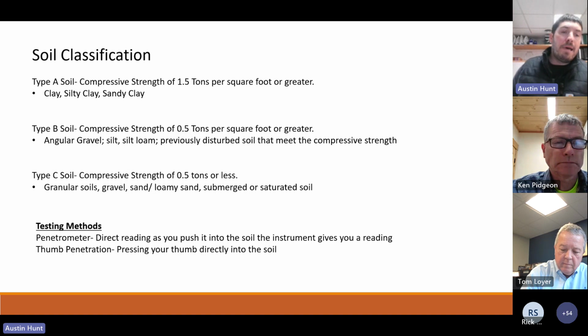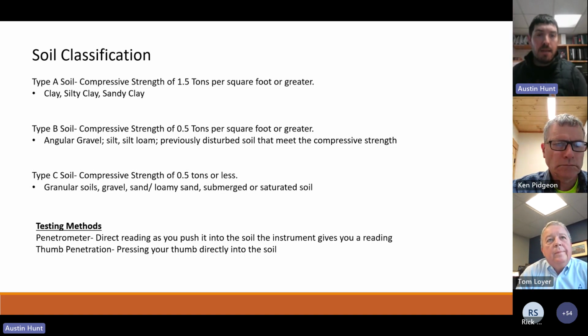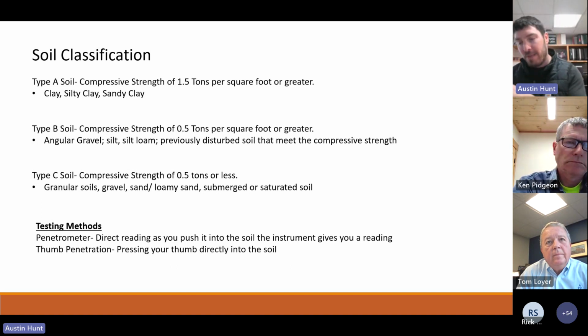Some of the methods for testing these are with a penetrometer. We have a couple here up in the safety office, and you basically press the tip of it into the soil, and it has a readout on there. It uses a little spring, so when you press it, it can tell you how much compression that soil is getting. You can also do it by thumb penetration.